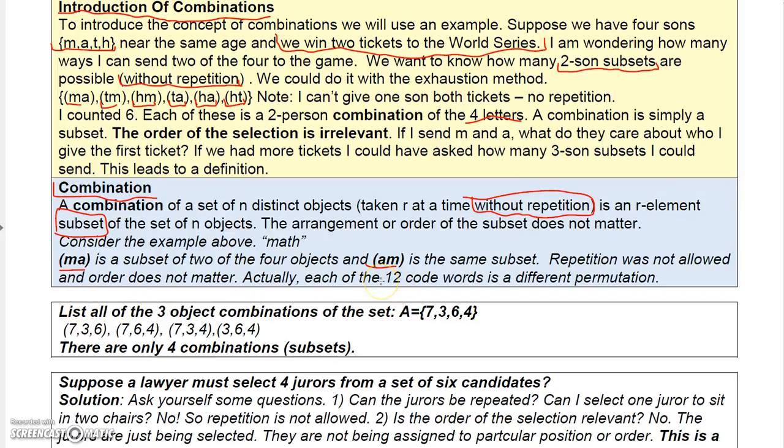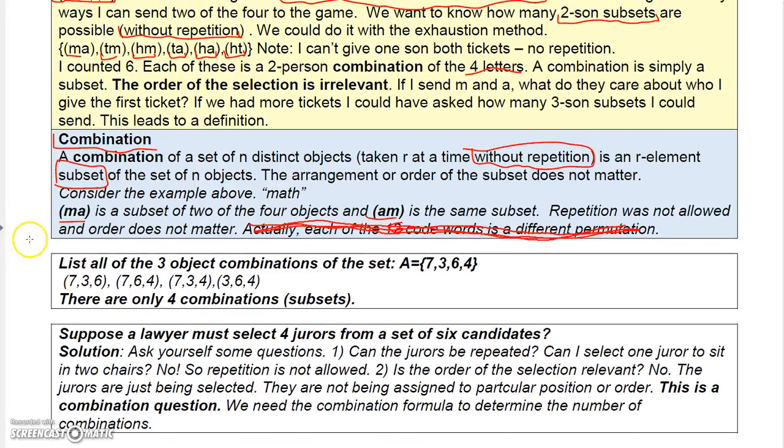And actually, why did I say 12 here? Each of the 6 code words, oh wait, that doesn't even go here because that was for the permutation example. So let's scratch that off. I guess I copied and pasted and that got carried on. Okay, so anyway, each of the 6 elements I have here is called a combination. MA is a combination, TM is a combination, HM is a combination, TA, HA, and HT. All of those are called combinations.